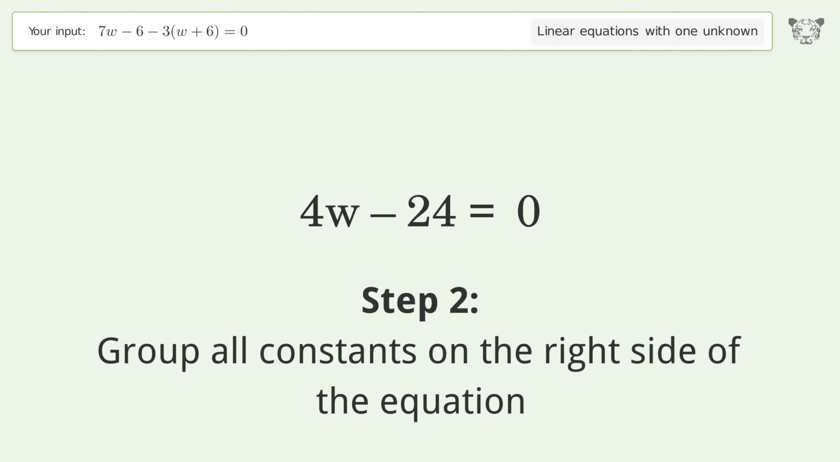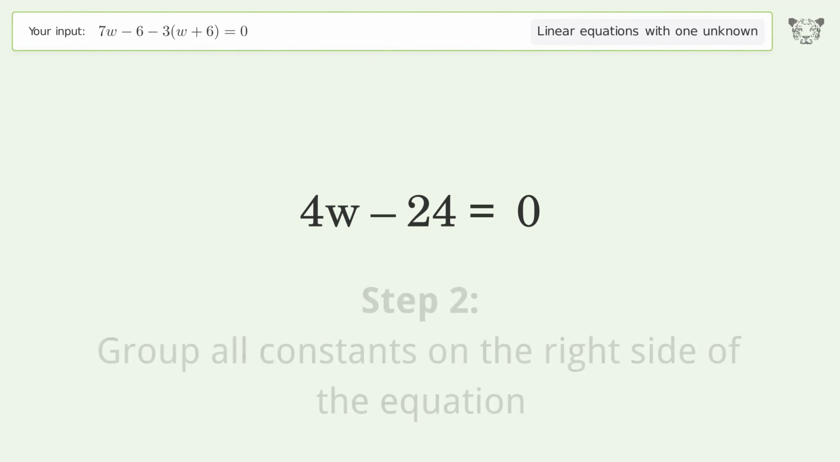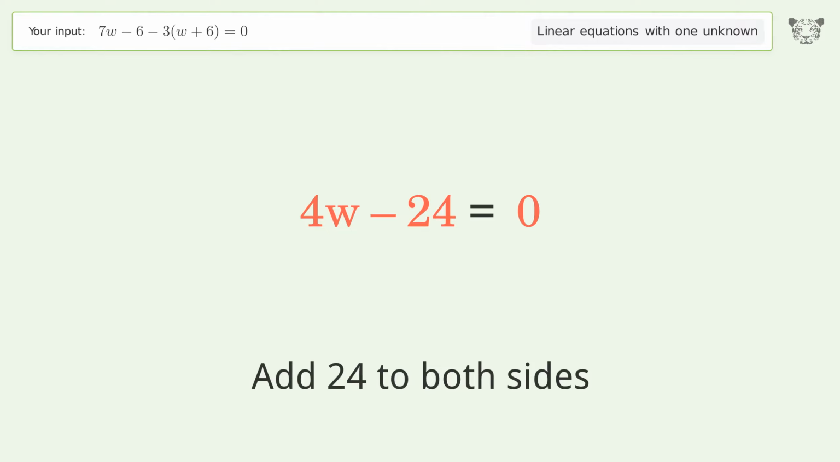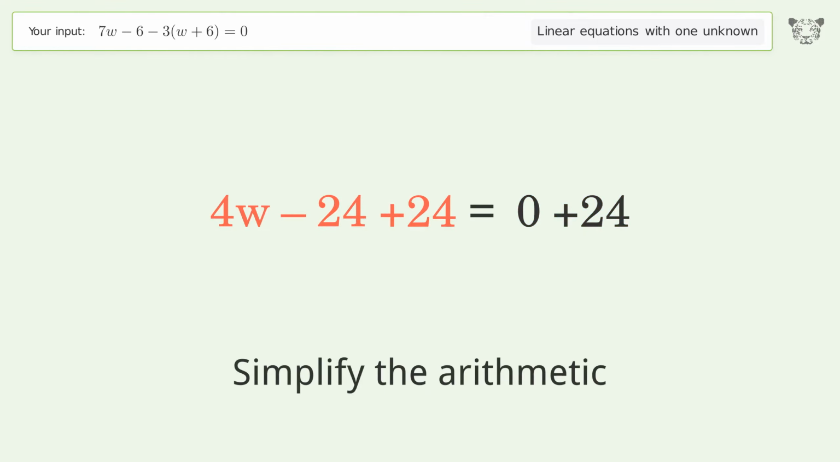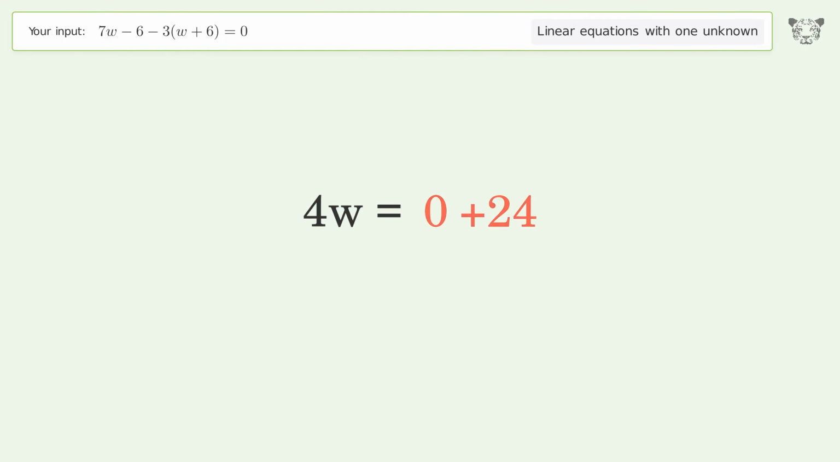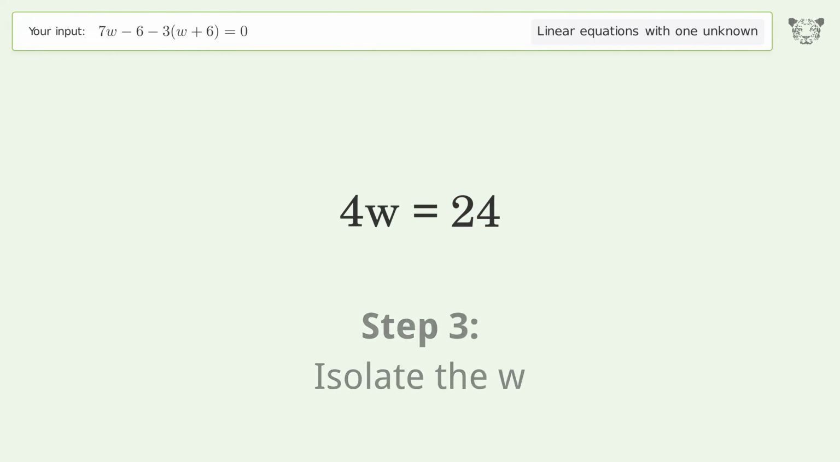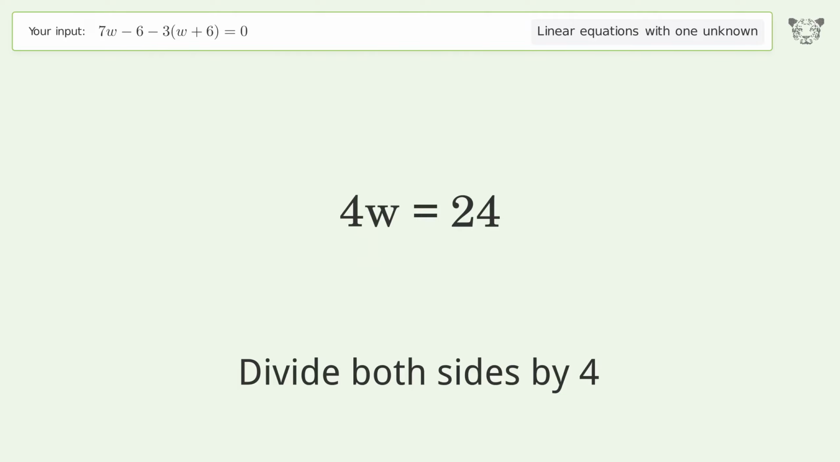Group all constants on the right side of the equation. Add 24 to both sides. Simplify the arithmetic. Isolate the w. Divide both sides by 4.